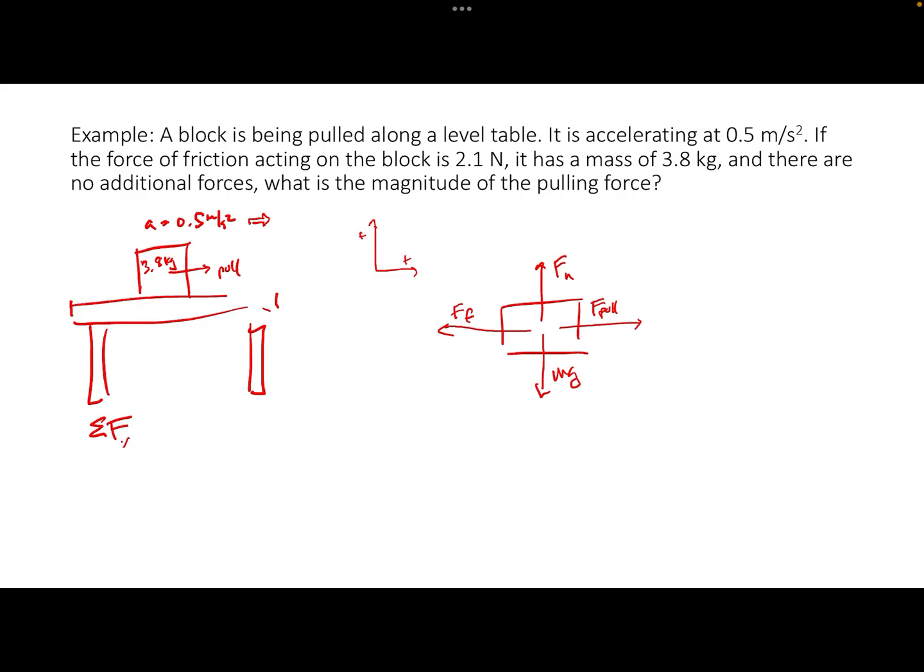The sum of my x-axis forces will be equal to this object's mass times the x component of its overall acceleration. The sum of this object's y-axis forces will equal its mass times its acceleration in the y dimension.